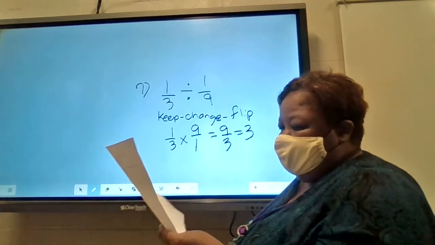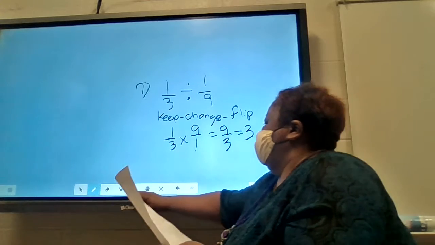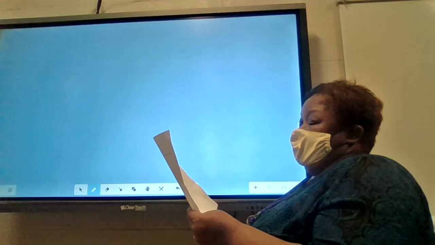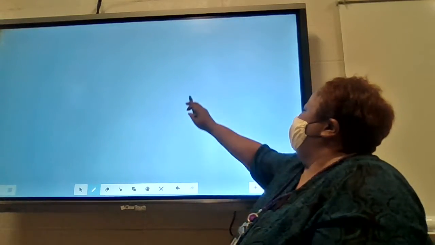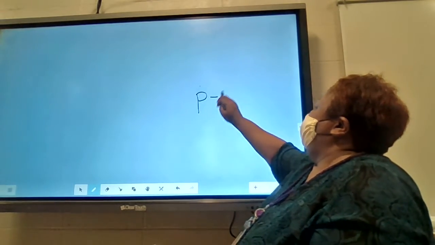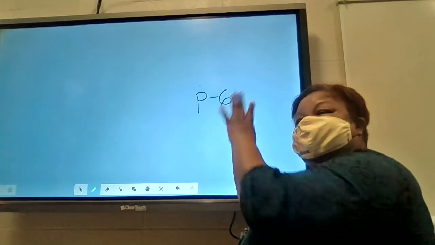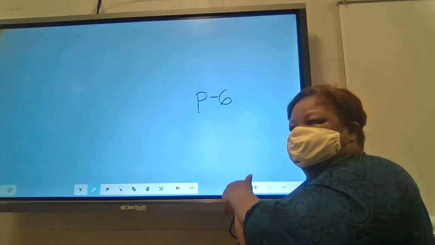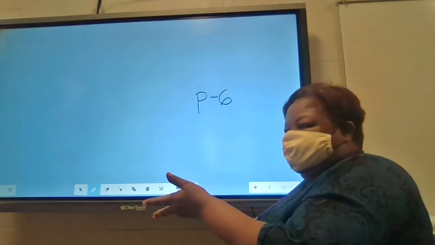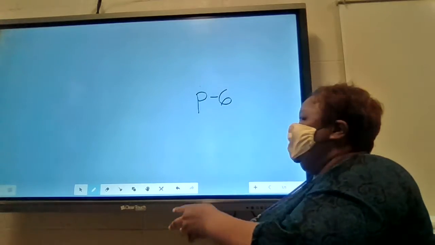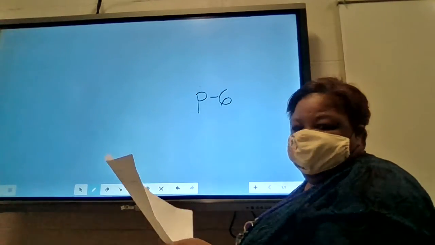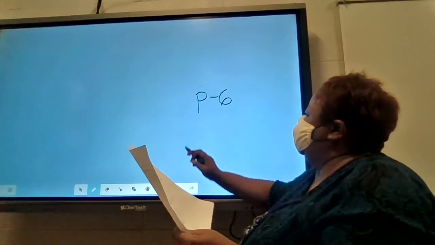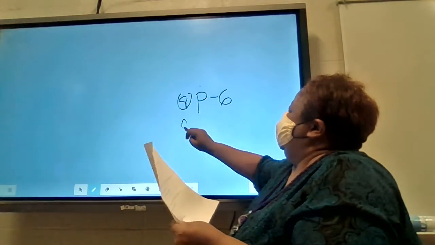Okay, so number 8 says write the phrase as an expression, 6 less than a number p. So that means I'm going to take p and I'm going to subtract 6 because it's 6 less than p. 5 less than 12 is 7. So that would be 12 minus 5. So the same thing, 6 less than a number p is p minus 6. That's number 8.